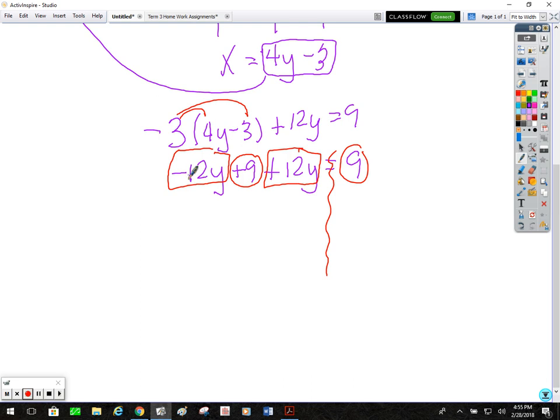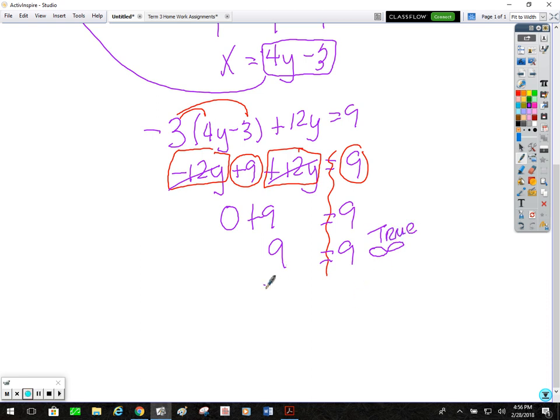But if I look here again, I have negative 12y plus 12y. Well, if you'll remember, this is going to cancel this one. What I'm left with is 0, not 0y, but just plain 0, plus 9 is equal to 9. Well, on this side, 0 plus 9 is 9. So right here, I can see 9 equals 9. I can see this is a true statement, which I'll know right now automatically. This is an infinite solution because it is a true statement, right?